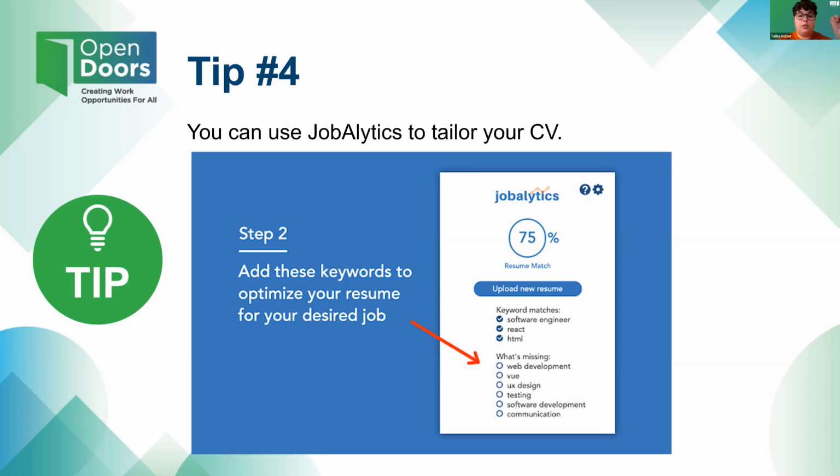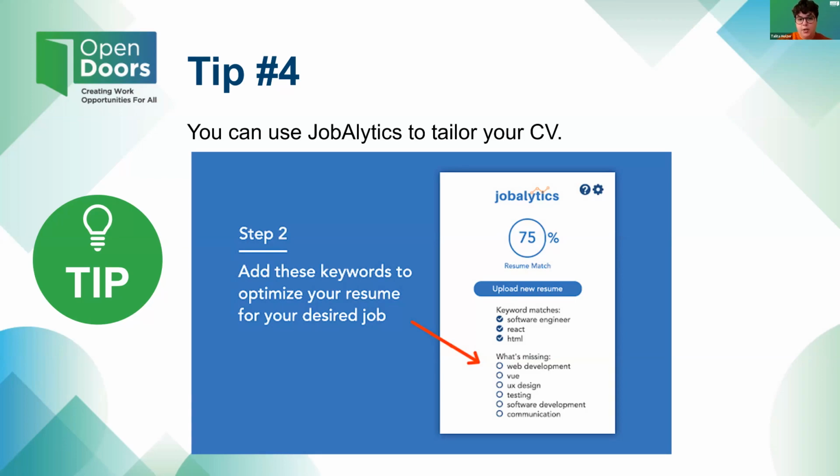So how does this work? If you're looking for a job on LinkedIn, you upload your CV to Jobalytics. Then when you click the little button on the Chrome browser, it's going to compare your CV to the job description that you have open in front of you. And it's going to tell you, these are the keywords that you have on your CV, great, and these are the ones that are missing. So this will give you a really good indication of what is missing in your CV that you should add.